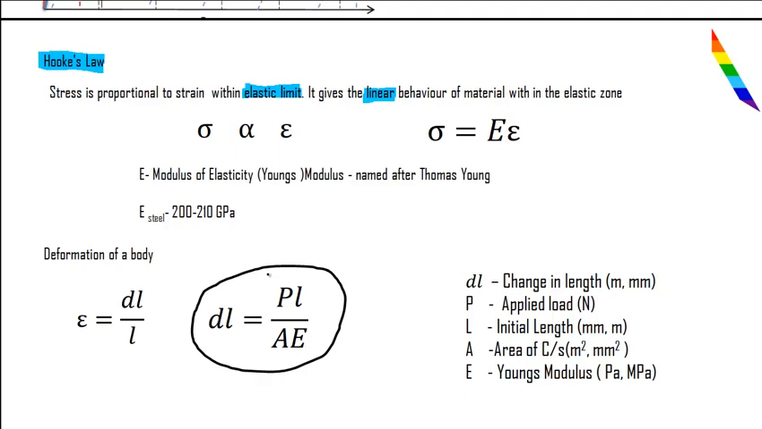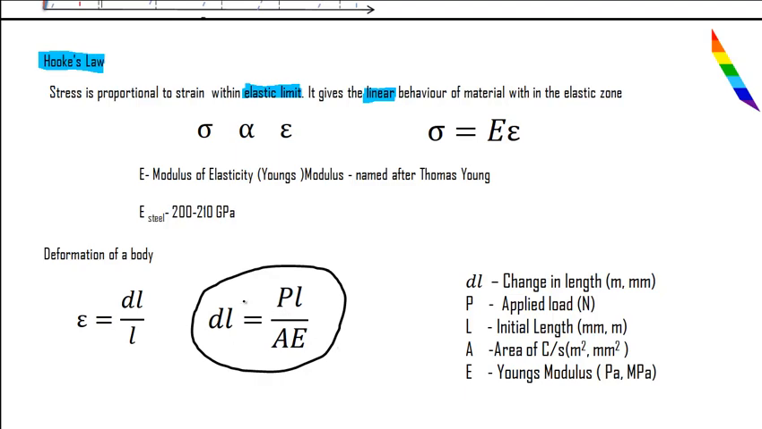Unit homogeneity has to be maintained. If you substitute everything in meters, all terms should be in meters, or if you use mm, then everything should be in mm and load should be in Newtons. Then only will you get the value of dl in the corresponding units.